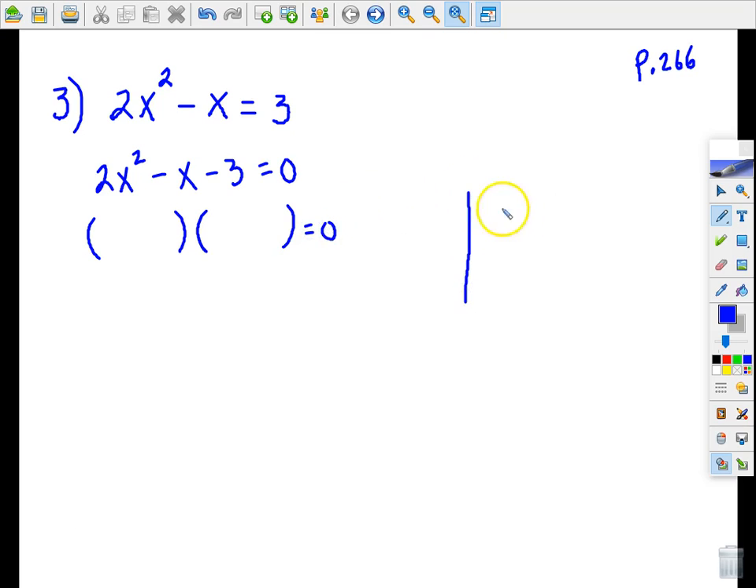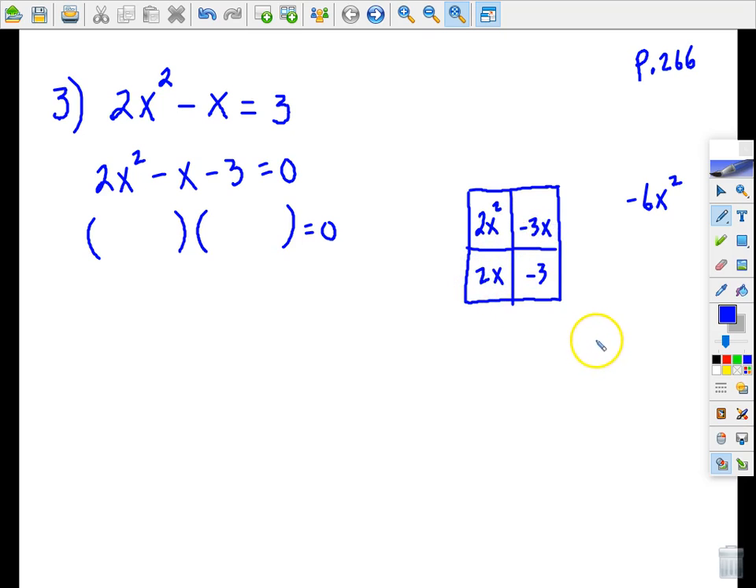So just as a review, since my A number in this case is 2, the coefficient of x squared, since that's bigger than 1, I'm just going to review this box method. Doesn't hurt to take a look at it again, because I do want you to know how this works. So we'll put the first and the last terms across from each other, multiply those terms together, and now think of the factors of this term, negative 6x squared, that would add up to negative 1x, and that would have to be negative 3x and positive 2x.